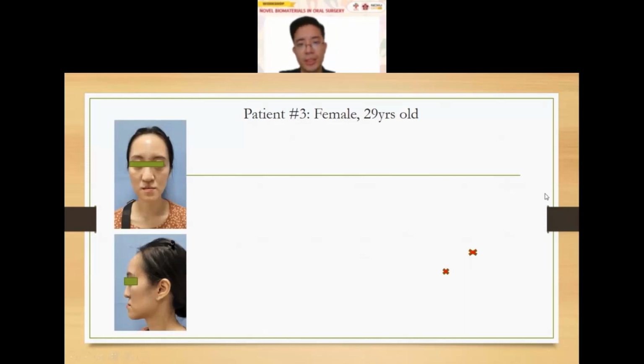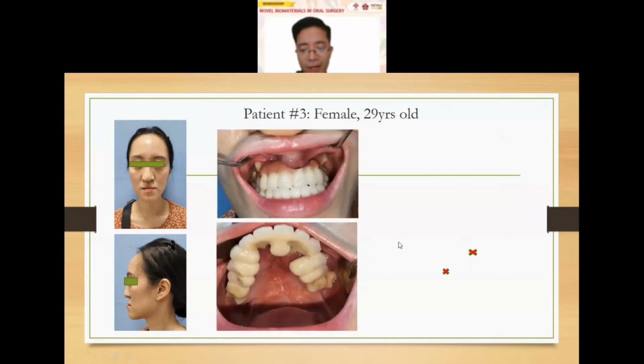The third patient is still my patient. She's a female, 29 years old. This is a severe case. She has complete bilateral cleft lip and palate, so she has an alveolar cleft also. She suffered some lip and palate repair surgeries in the past, and her father brought her to a dentist who created a bridge for her 12 years ago. You can see the bridge is quite terrible.